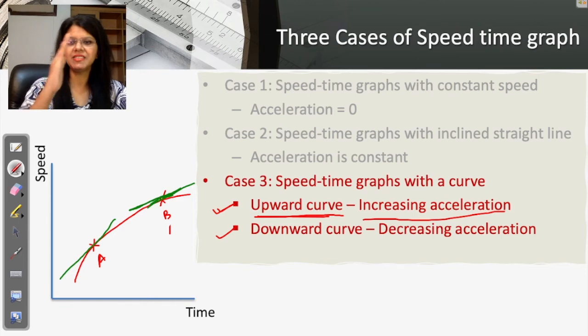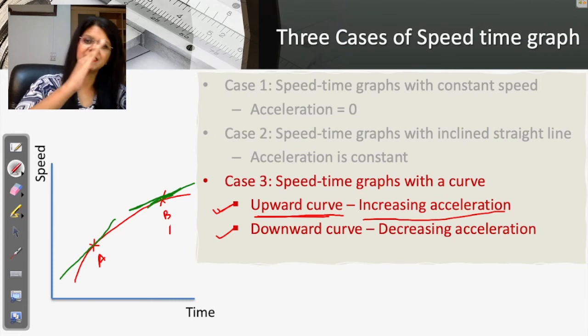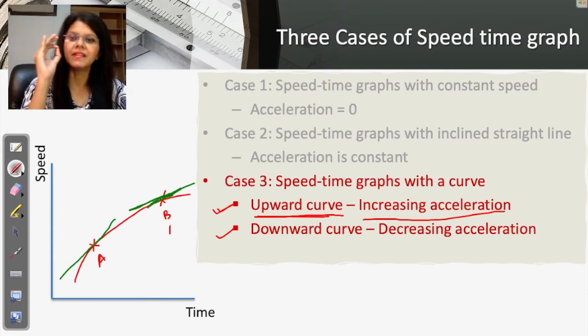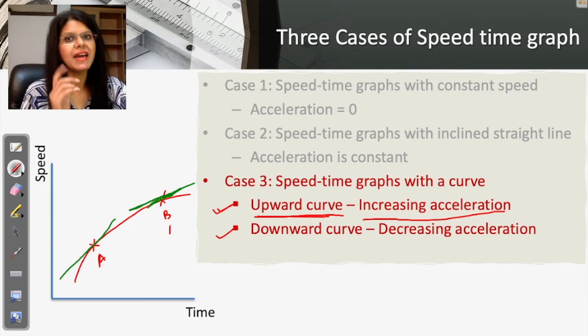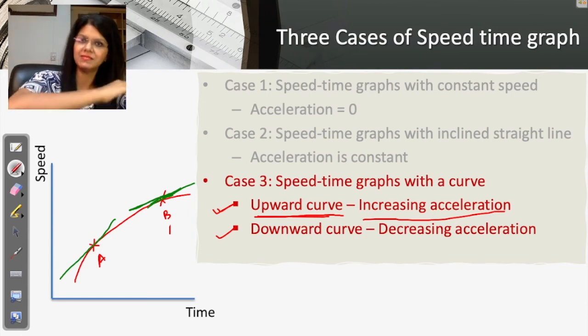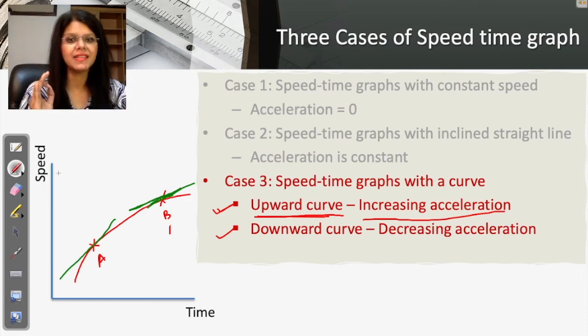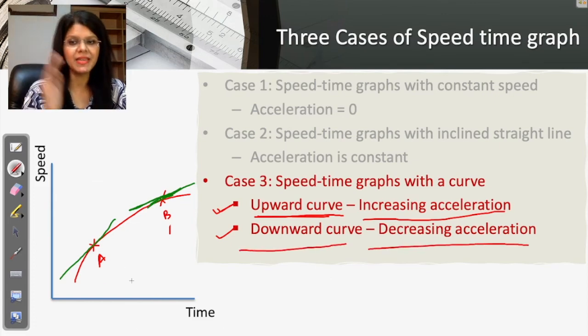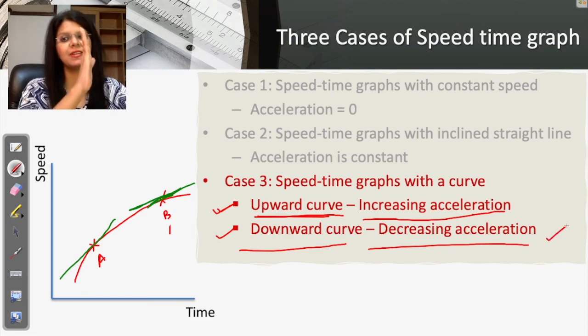What is happening to the tangent? The tangent is becoming less steep. As the time is moving on, the tangent is becoming less steep. The gradient of the tangent gives you the acceleration. Gradient is the acceleration. The tangent is going down, the graph becoming less steep. What does it mean? Decreasing acceleration. A downward curve in a speed time graph means decreasing acceleration. An upward curve in a speed time graph is increasing acceleration.